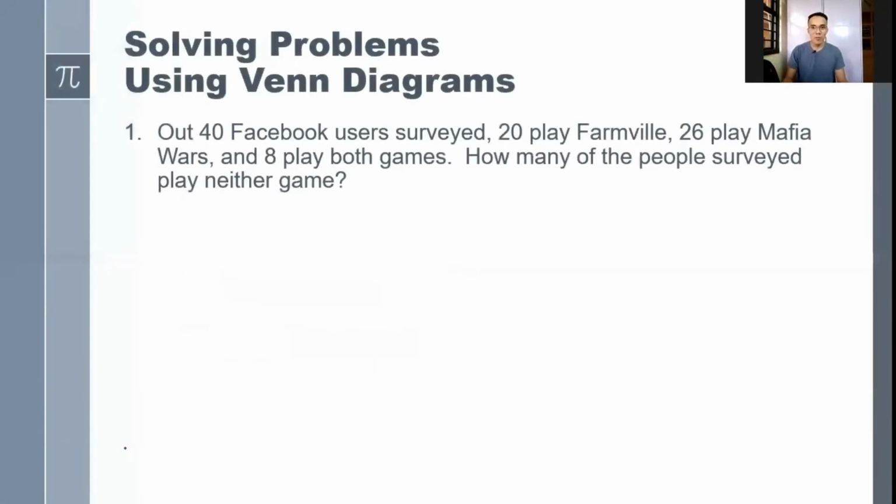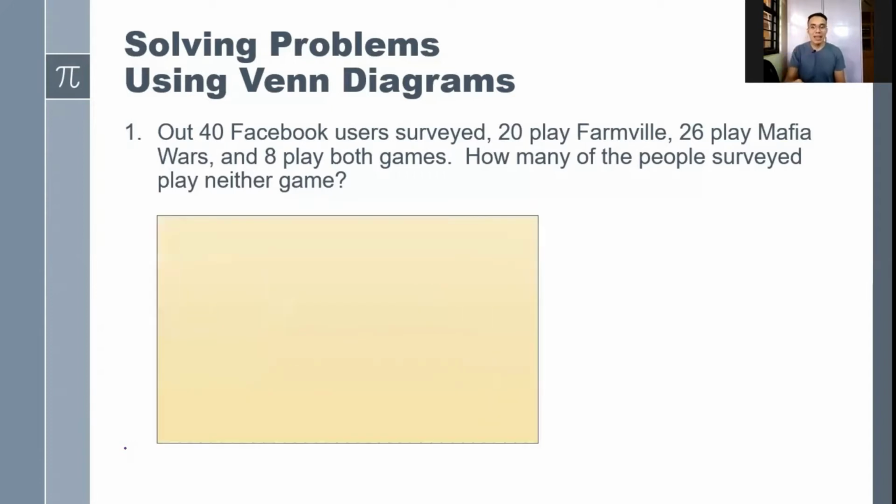Let's start with problem number 1. Out of 40 Facebook users surveyed, 20 play Farmville, 26 play Mafia Wars, and 8 play both games. How many of the people surveyed play neither game? In this problem, we're going to use the Venn diagram to visually illustrate it, and to be able to answer the question of the problem.